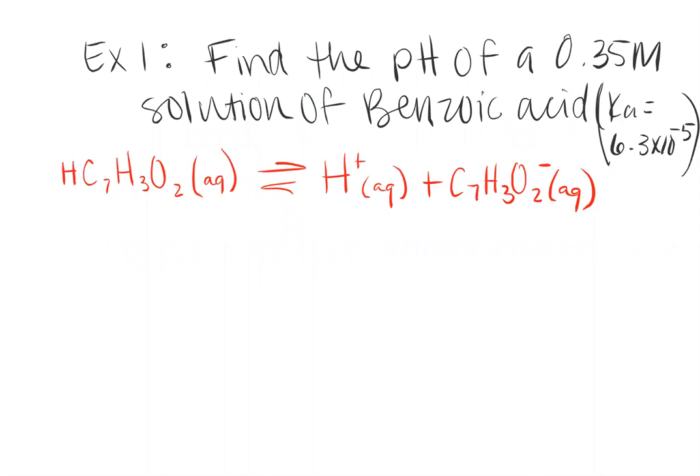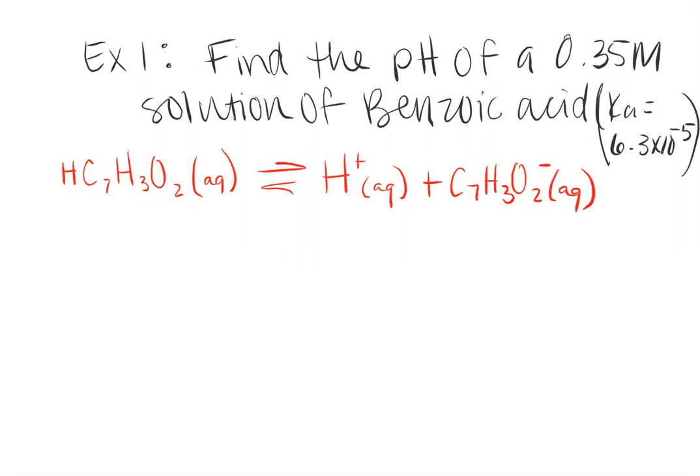So example 1, find the pH of a 0.35 molar solution of benzoic acid. And we're given the Ka for benzoic acid at these conditions to be 6.3 times 10 to the negative fifth power. Okay, remember that I mentioned before that K is temperature dependent. So that has to be given to us for this particular situation.